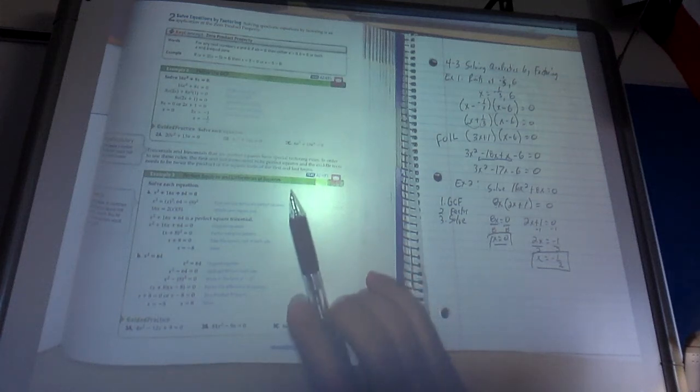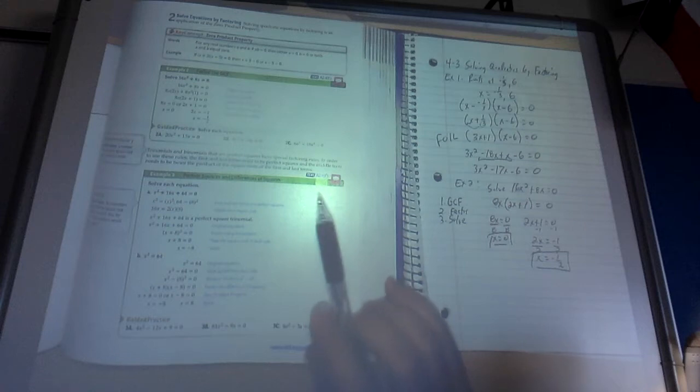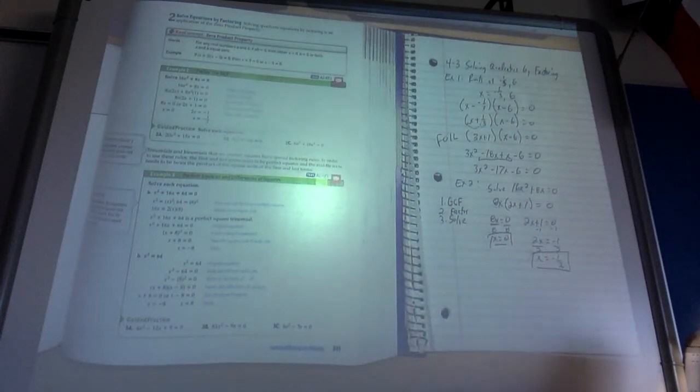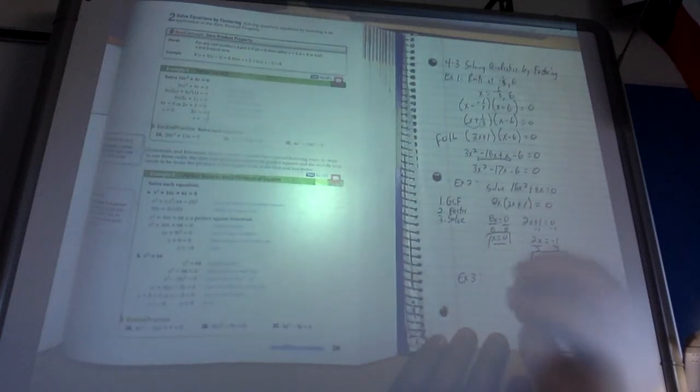Pull out the biggest number that both numbers share, and then pull out the biggest amount of letters that you can. All right, let's keep going down. Example 3, we're going to roll. I got this.